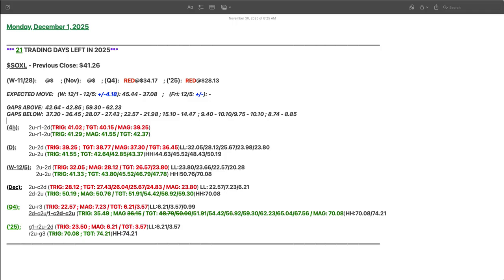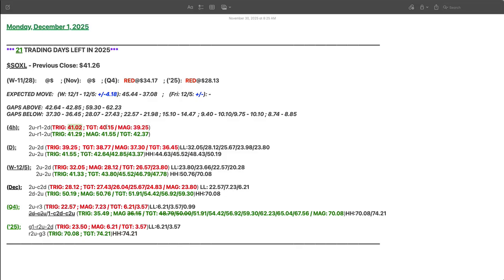Right. From the 4-hour chart perspective, if we do get price action to the downside, it's a 2-1-2 reversal. Again, we talked about there's more magnitude to the downside. That does trigger at 41.02. We have reversed the trend on the 4-hour and 1-day chart, so the magnitude of that move is a decent size for SOXL.